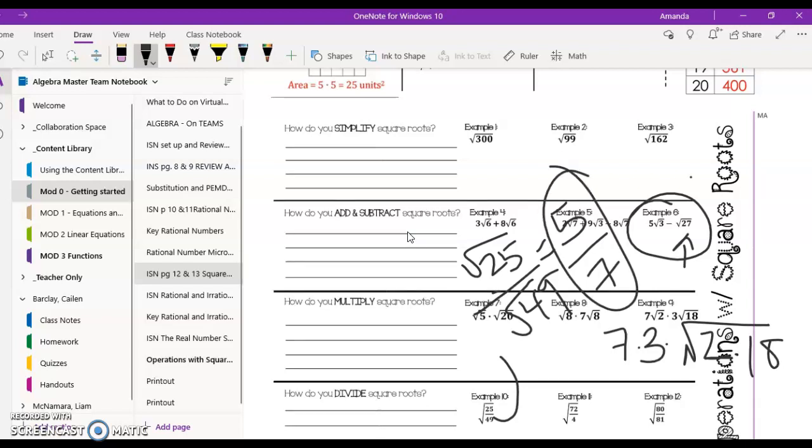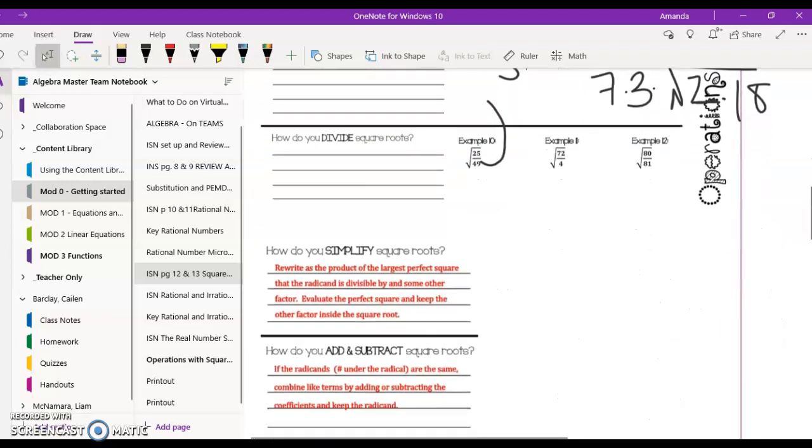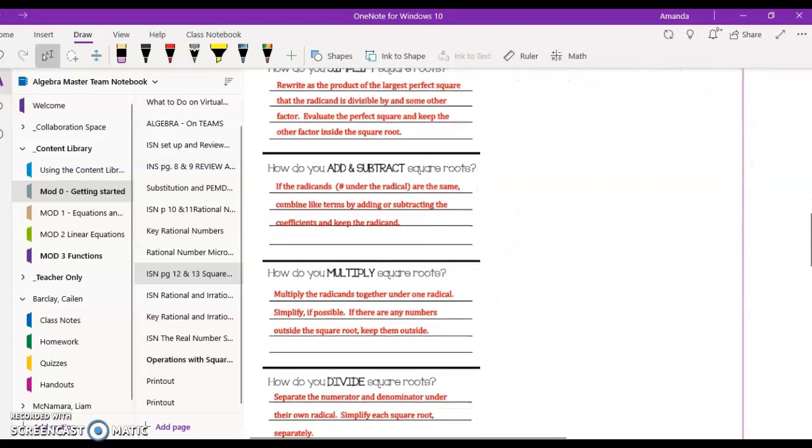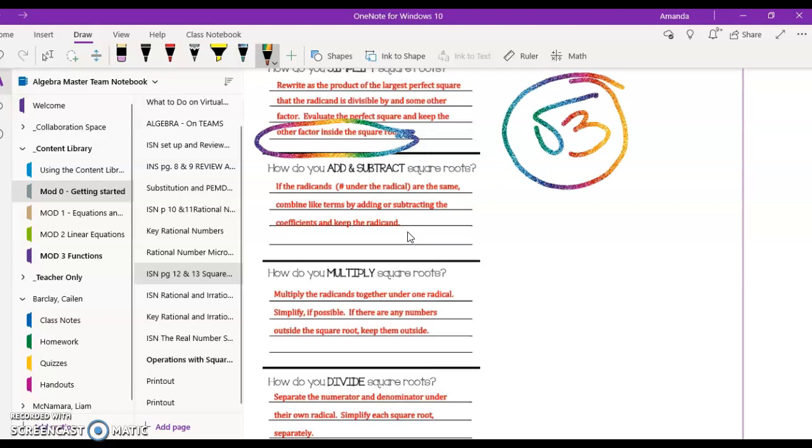Try those next two. What I'm going to have you do is write these notes. These are the very complicated notes, but it may make sense now that you've seen the examples. Rewrite the product as the largest perfect square that the radicand is divisible by, and some other factor. Evaluate the perfect square and keep the other factor inside the square root. Keep the other factor, the irrational. So if it's the square root of 3, we're going to leave it as the square root of 3. We are not going to write the decimal. These are your notes. Try the rest of those answers.